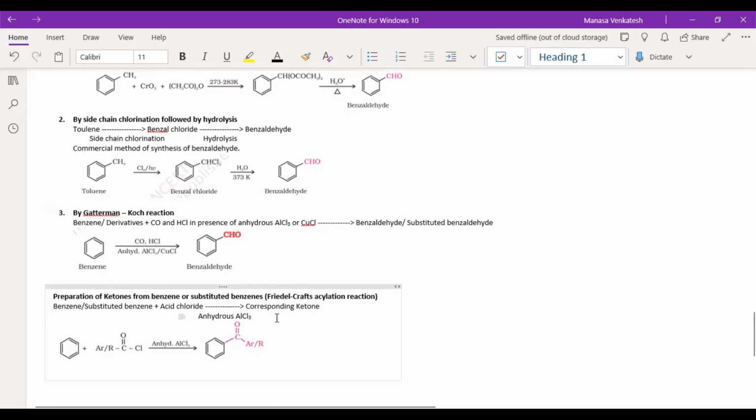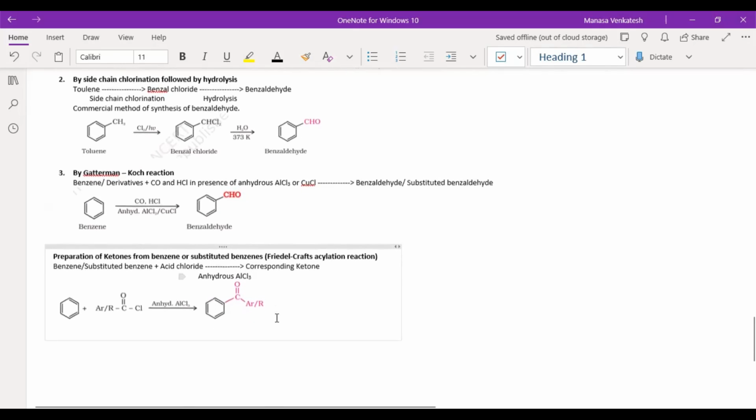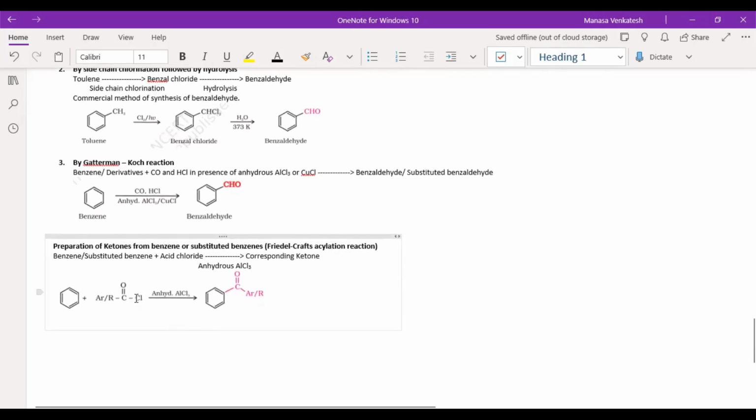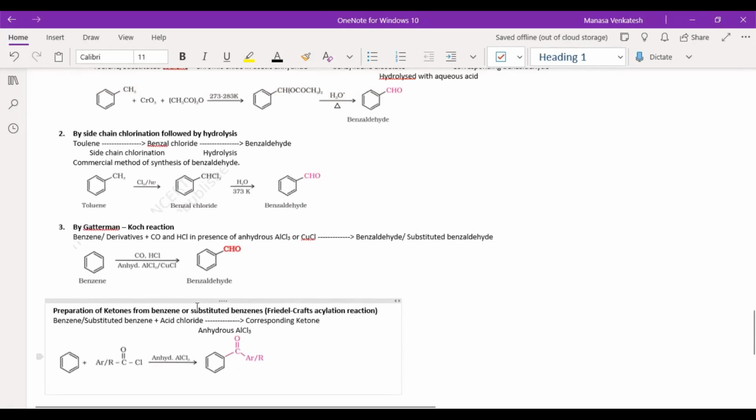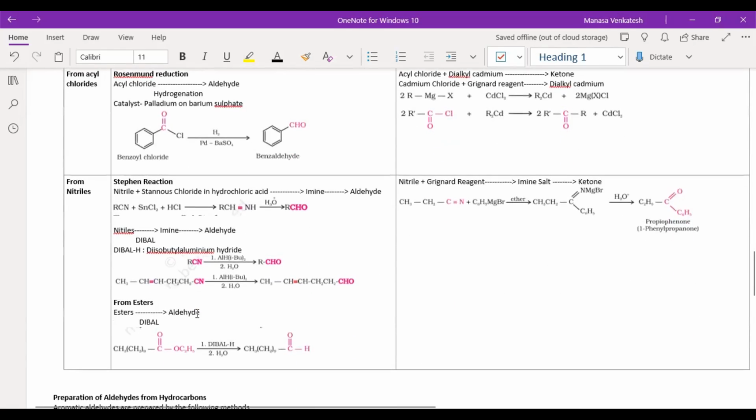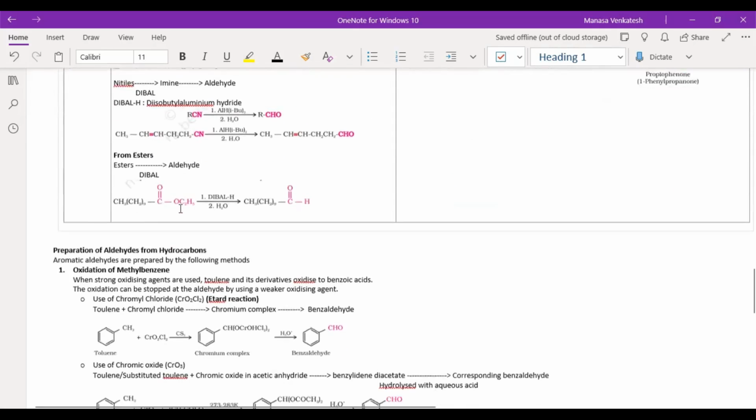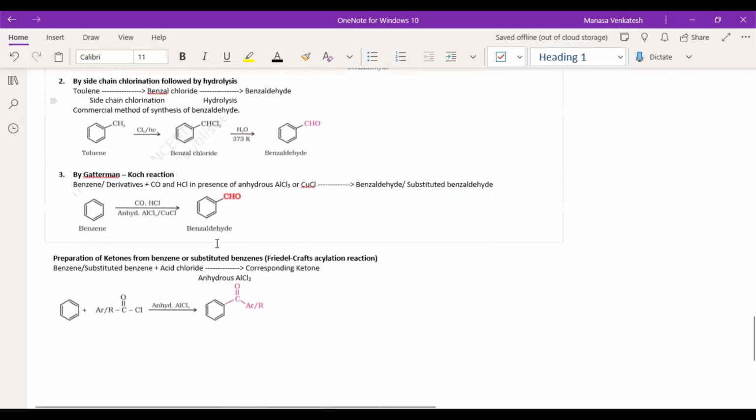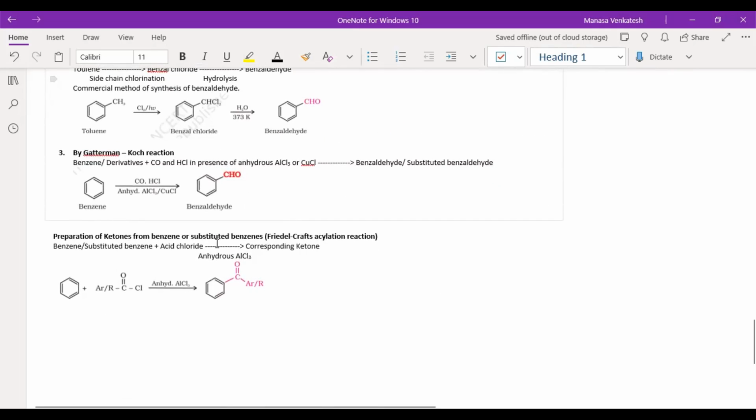Whereas the preparation of ketones from benzene or substituted benzene was done by the Friedel-Crafts acylation. So you have acid chloride and the benzene or substituted benzene reacting in the presence of anhydrous AlCl3 for us to get the corresponding ketone. So here we've learned about four or five named reactions: Rosenmund reduction, Stephen reaction, Etard reaction, Gattermann-Koch, as well as Friedel-Crafts acylation. With that, we're done with the preparation of aldehydes and ketones.